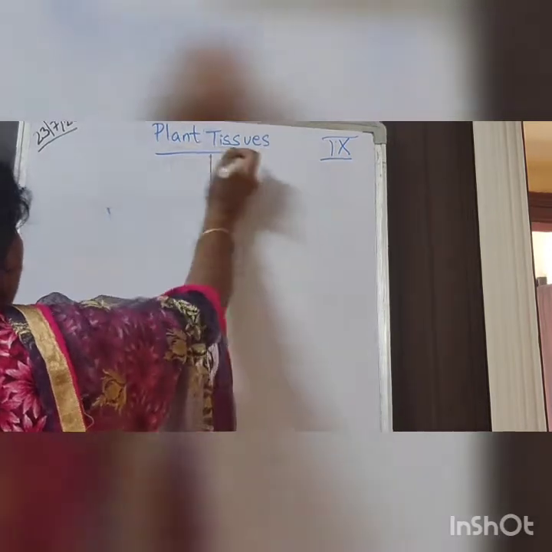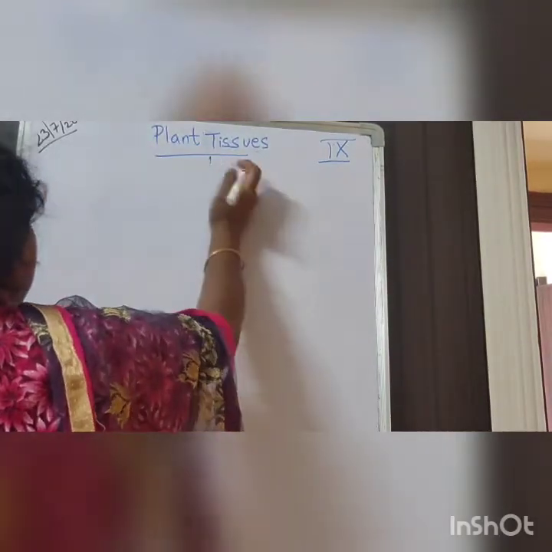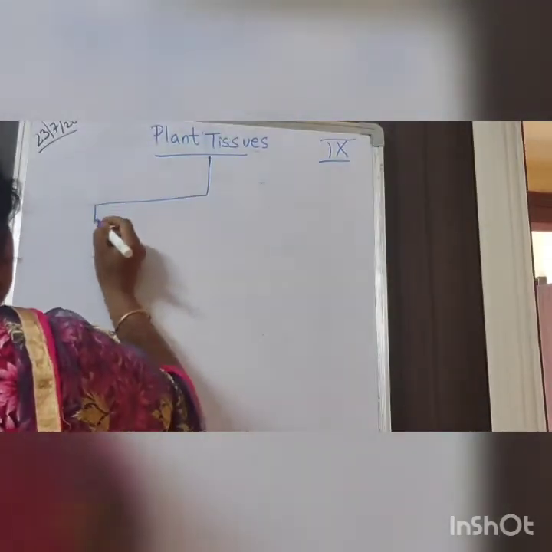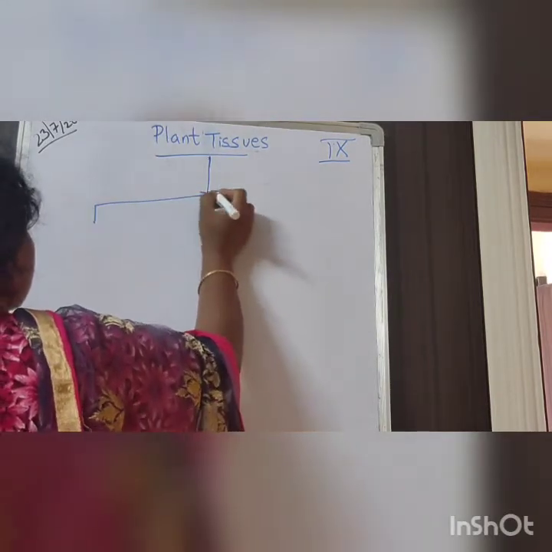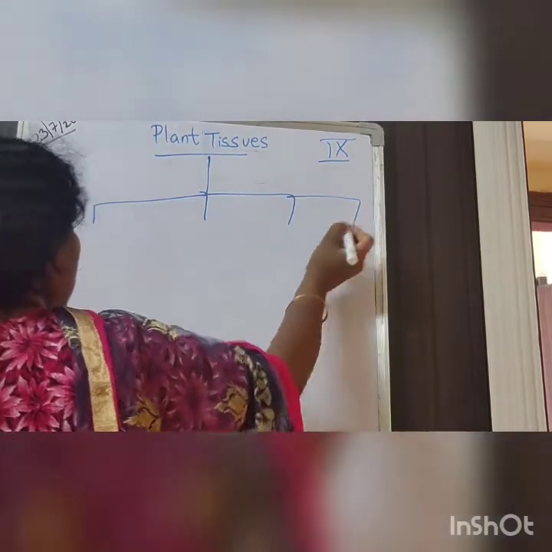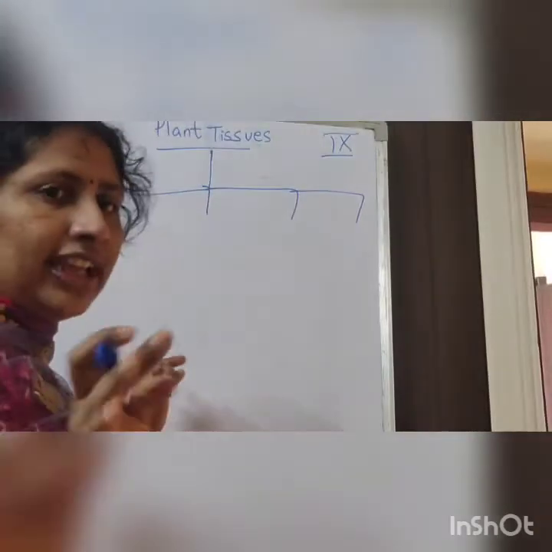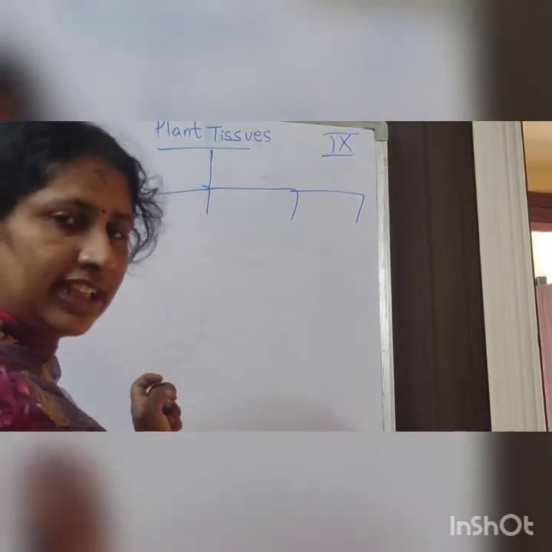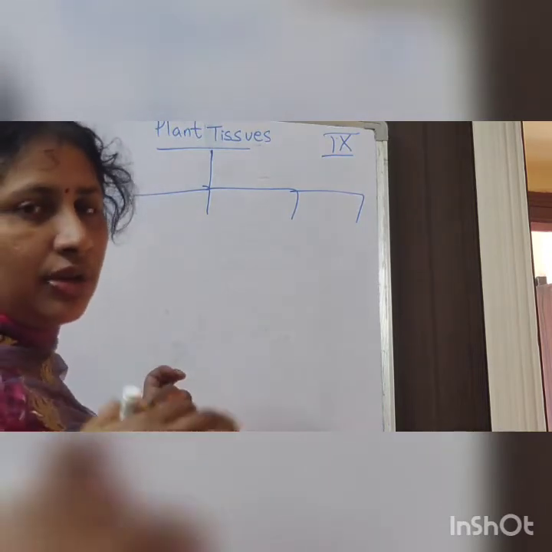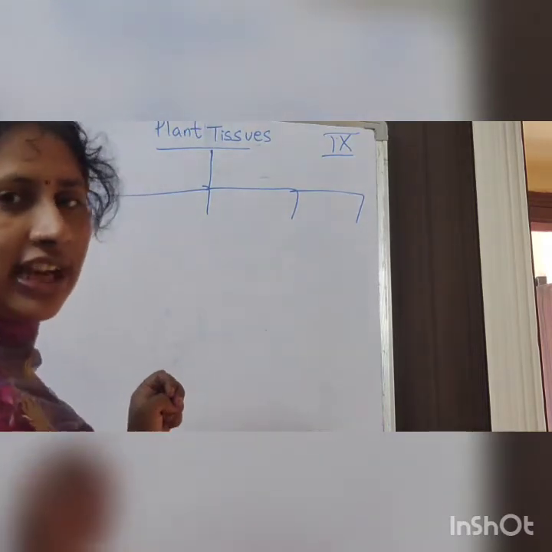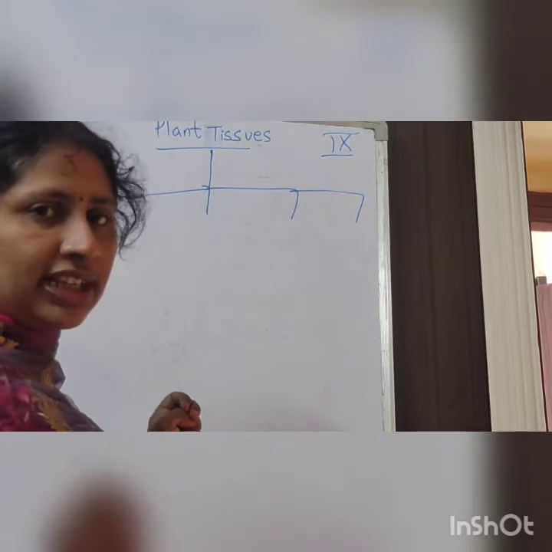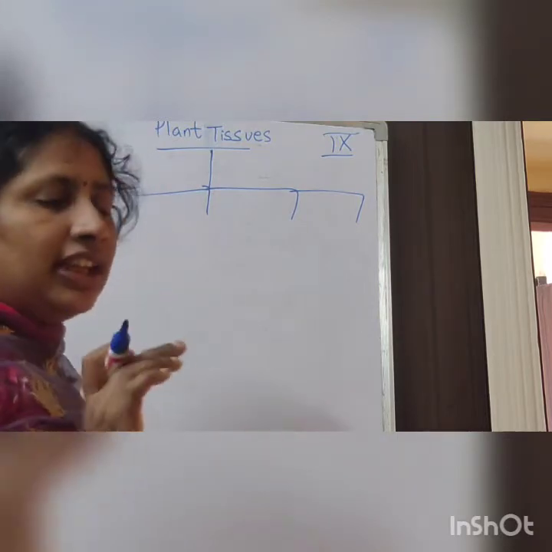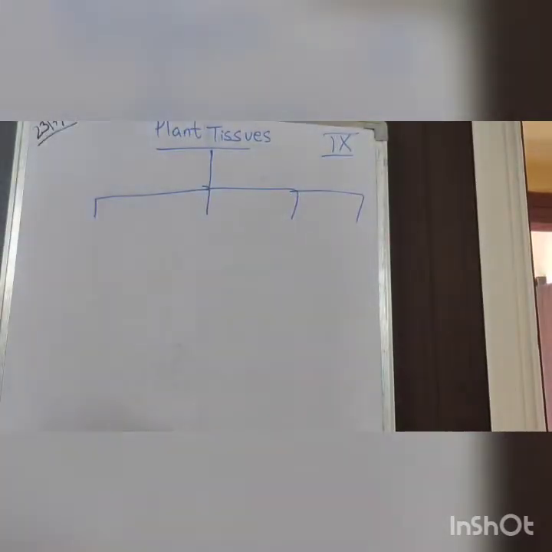In your textbook it is given 4 types. Actually, we can divide into 2 types. Meristematic tissue is the one type and permanent tissue. Ground tissue, vascular tissue and dermal tissue come under the permanent. But that is not given in your textbook. So, we will say plant tissues are 4 types.